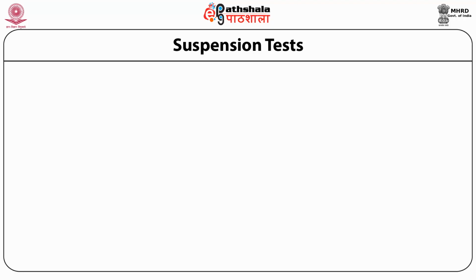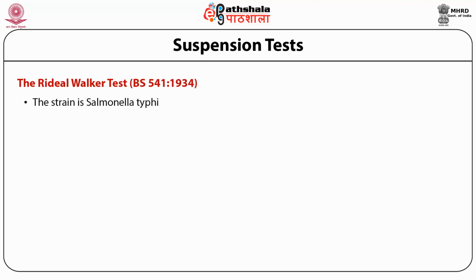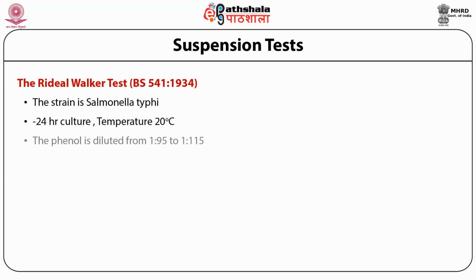Suspension test. This is also known as the Rideal-Walker test. The Rideal-Walker test was invented in the year 1903 and applied in the year 1934. The strain used in the Rideal-Walker test is Salmonella typhi. Salmonella typhi is cultured for 24 hours at a temperature of 20 degrees centigrade. The phenol is diluted from 1:95 to 1:115 and the test substance or disinfectant is diluted from 1:400 to 1:800.